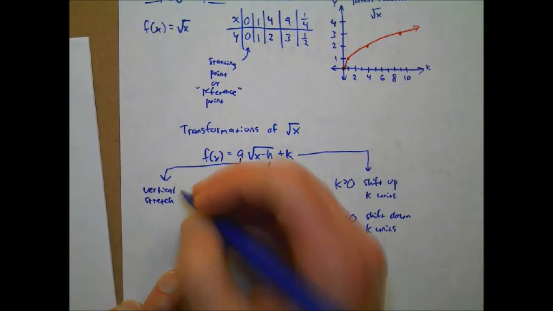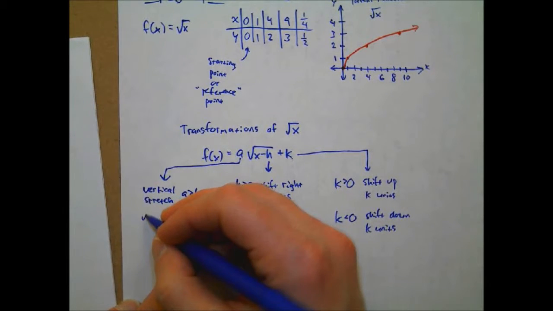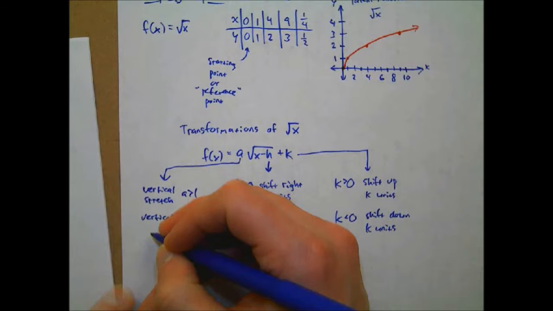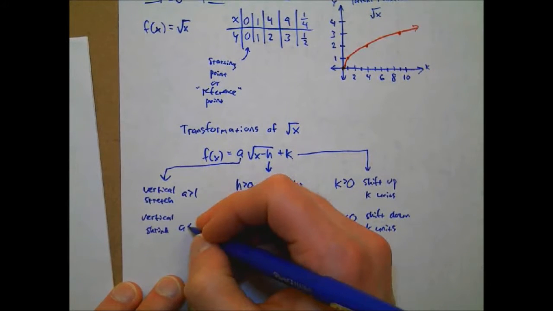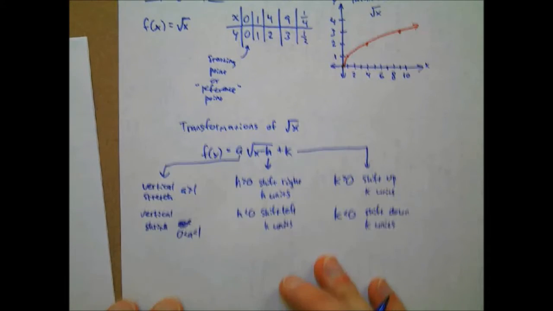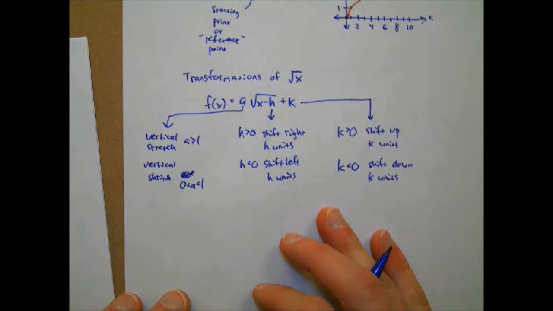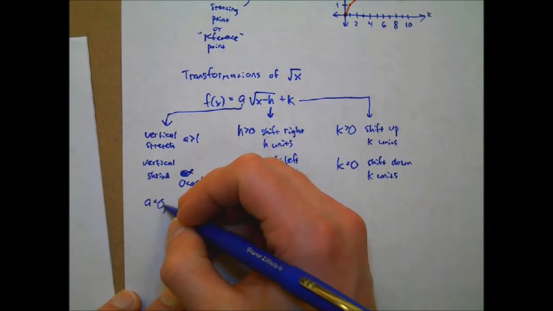Vertical stretch if a is greater than 1. Vertical shrink if 0 is less than a is less than 1, so if a is between 0 and 1. And finally, if a is less than 0, flip over the x-axis.